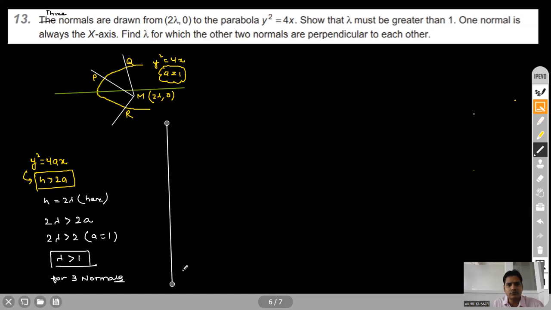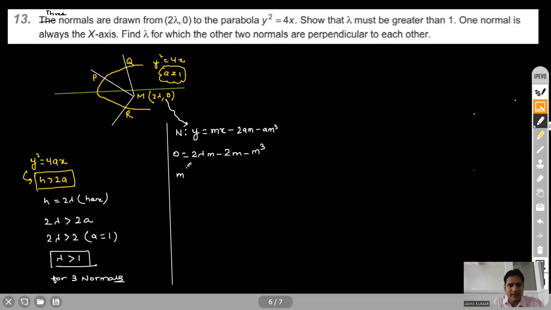Now what is it saying next? It is saying one normal is always the x-axis. So first let me write the equation of normal. We can write the equation of normal in slope form as y is equal to mx minus 2am minus amq. This is what we have done in the earlier question also. Now this is passing through the point 2 lambda comma 0, so it should satisfy. So this will be 0 equal to 2 lambda m, what is a? A is 1, so 2 lambda m minus 2m minus m cube.